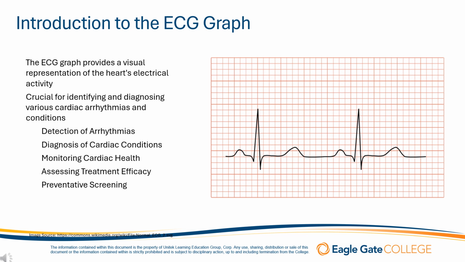And in some cases, the ECG is used as a screening tool to detect potential heart problems before they become symptomatic. This is valuable in high-risk populations, such as the elderly, athletes, or individuals with a family history of heart disease. Understanding the ECG graph's role in these areas is fundamental to providing comprehensive cardiac care. We'll go into each of the specific components of the ECG graph and learn how to read them effectively.